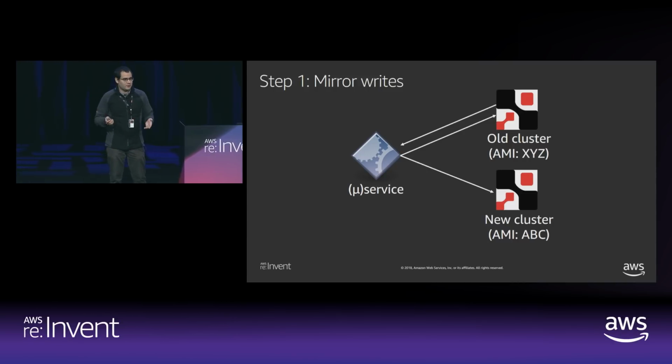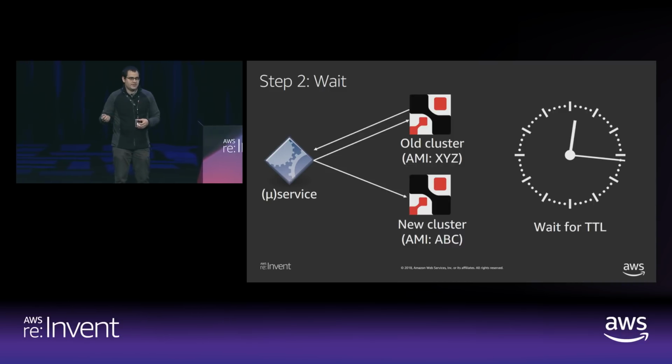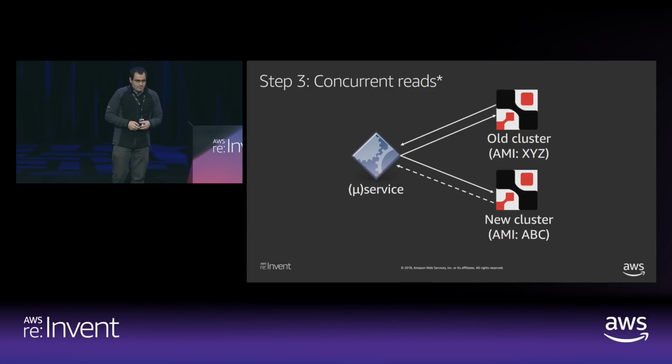Step 1 is we mirror writes between the old cache and the new one. Then we wait. Caches hopefully have a reasonable TTL on them. We wait for the TTL, and then at that point, the data set in the new cluster should match the data set in the old cluster. At that point, we can start failing reads over.